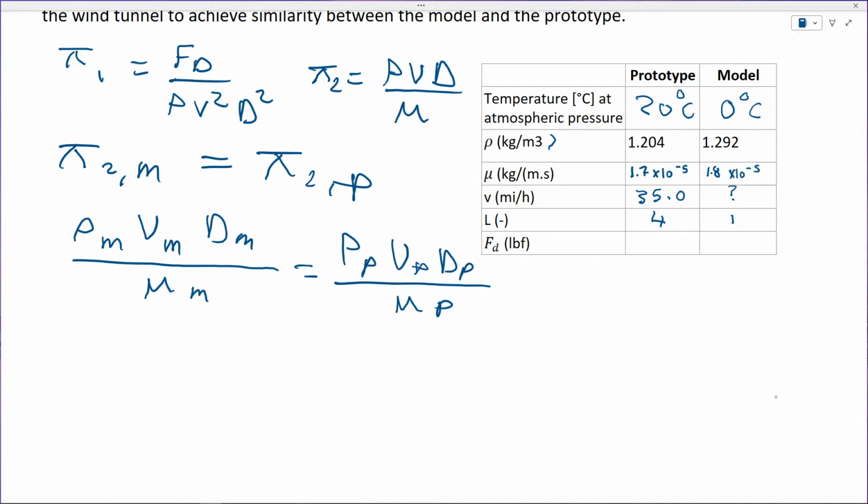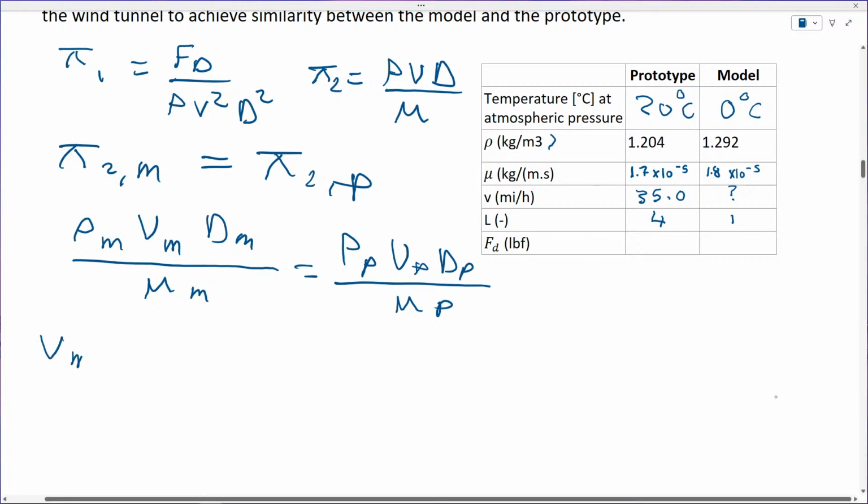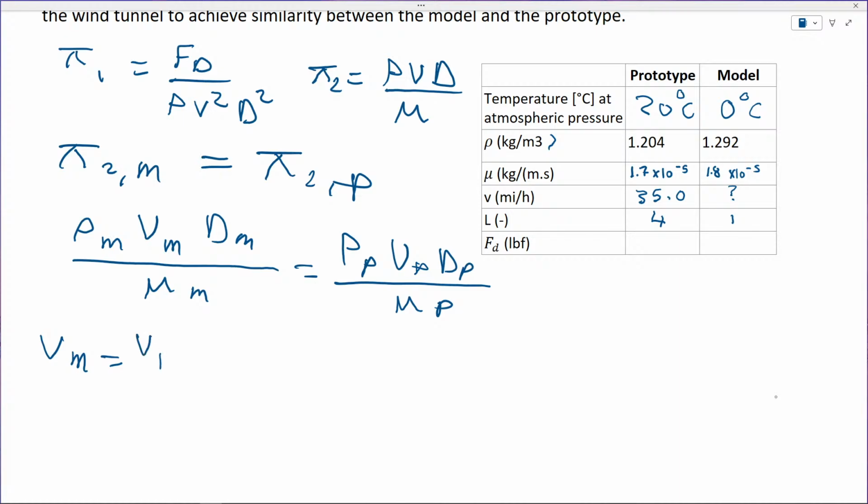So basically, you can arrange the terms. That might be a good idea. It's not a bad idea. So you get each one, let me show you. Basically we are looking for the V model. So V model would be equal to V prototype.